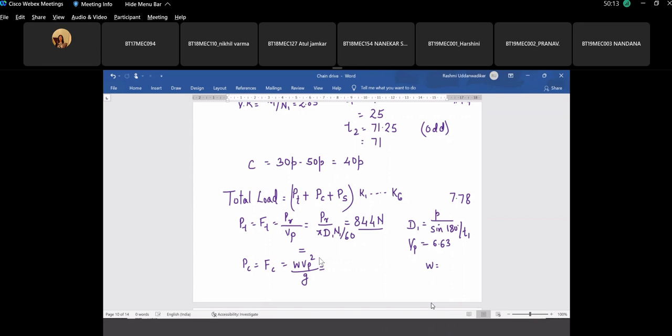Weight of the chain per unit length for R50. This is given. Weight per meter. What is the value? What is the value for weight per meter? 1.01 kgf per meter. Assuming it as 10, so it is 10 Newton per meter. So look, this is the weight, almost 1 kg for 1 meter length of the chain. VP you know, value of g you know. Give me what is the value of centrifugal tension and what is the tension because of sagging.